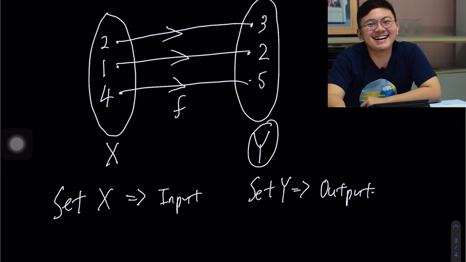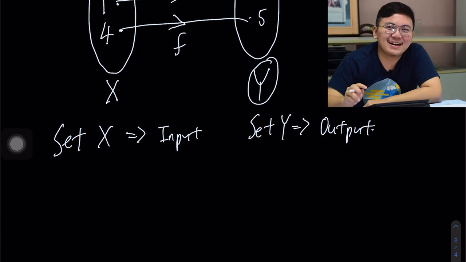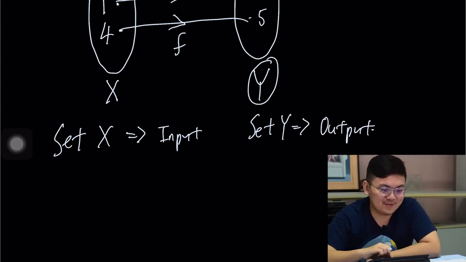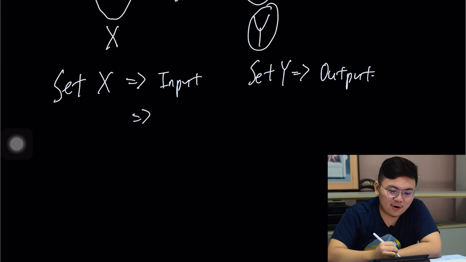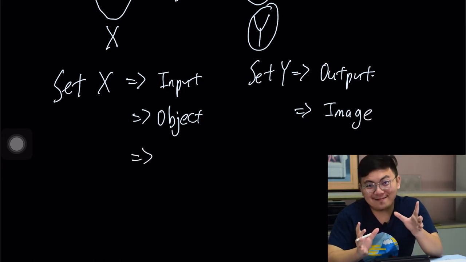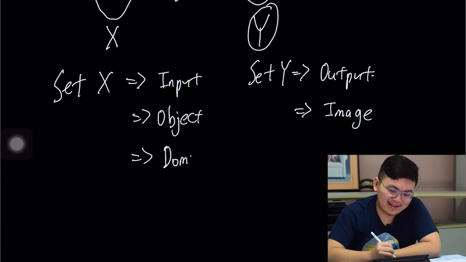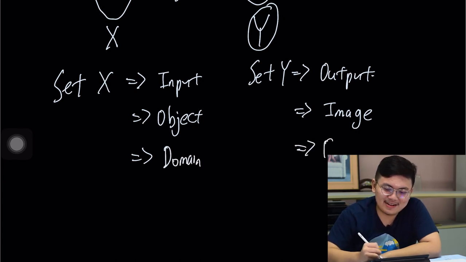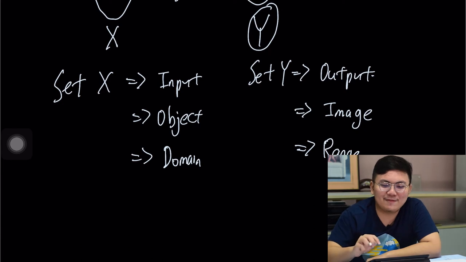So actually, input and output are not used widely in Malaysia. Right, used widely all over the world, but not only Malaysia. So in Malaysia, what do they use? Okay, all of you should know one that we call the object, and the set y is going to be the image. Okay, we have another more professional name that is called domain and range. Don't ask me why, I'm not a mathematician.